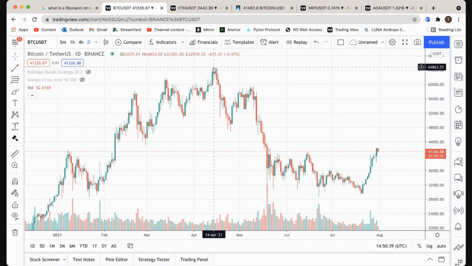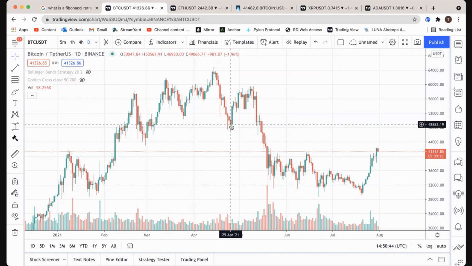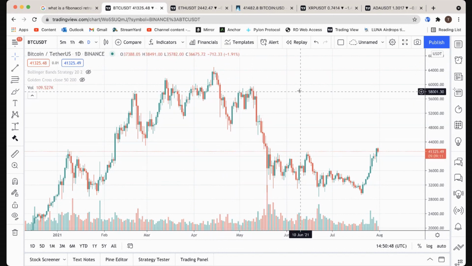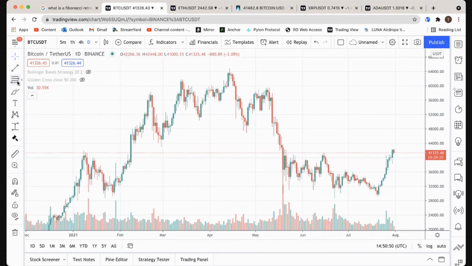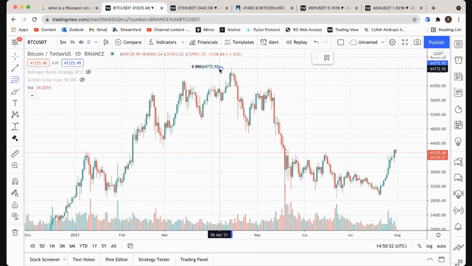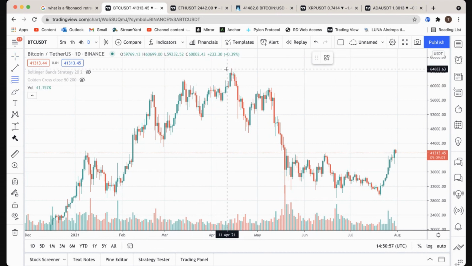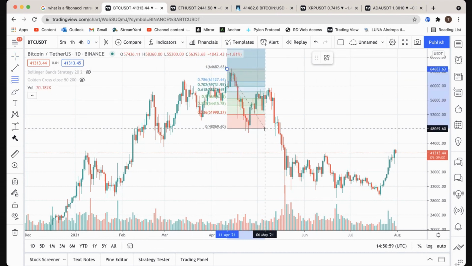Well, if you look at this, this was the top of Bitcoin back in April. Of course, we did have a dip before we retraced and then went into a further dip. Now, what could you have done? Well, you could have placed the Fibonacci retracement over the top just like this, all the way to the bottom.